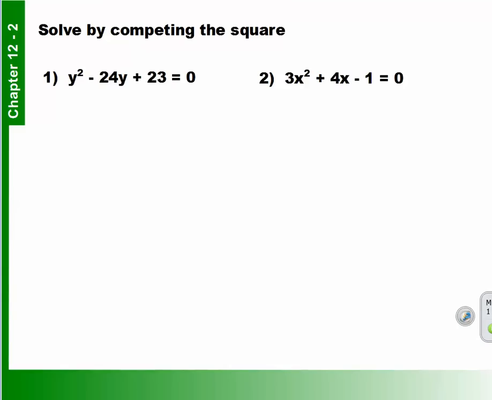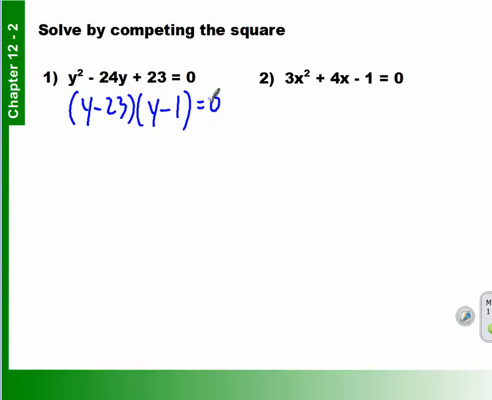Now, before we get started, the first trinomial is not prime. In other words, you can factor it to solve the problem. So we're going to factor it to solve the problem. Then we're going to redo the problem, completing the square, and we're going to prove that it works. Okay? So what times what is equal to positive 23, but when you add it together, you get negative 24. Negative 23 and negative 1. So we have y minus 23, y minus 1 equals 0.